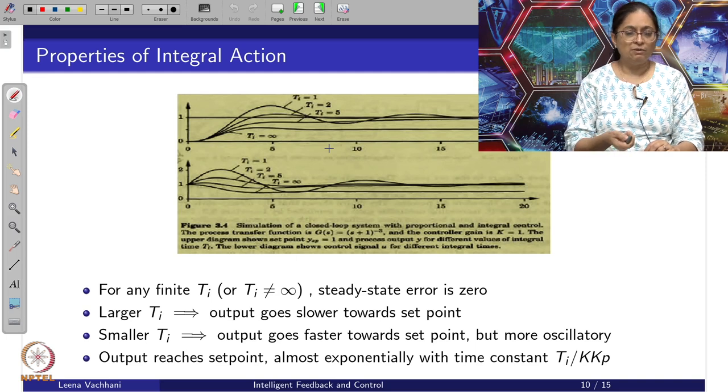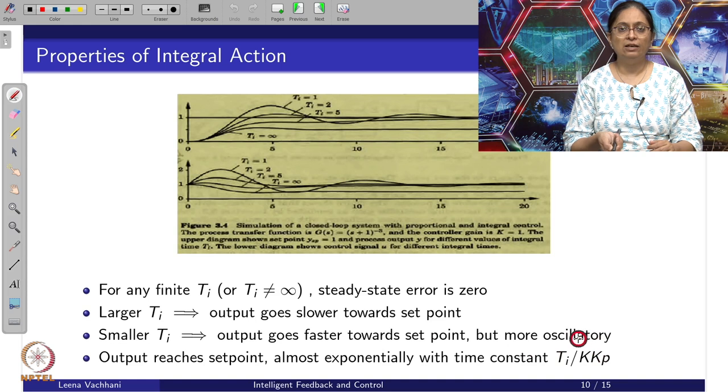And after a certain time, of course, if we further decrease the integral time constant, then it oscillates and then approaches the set point. Output reaches the set point almost exponentially with time constant Ti by k times Kp.